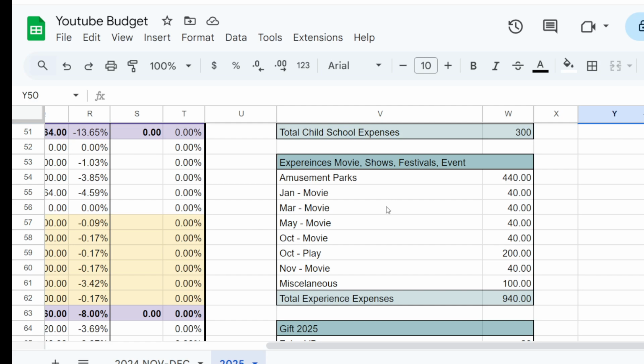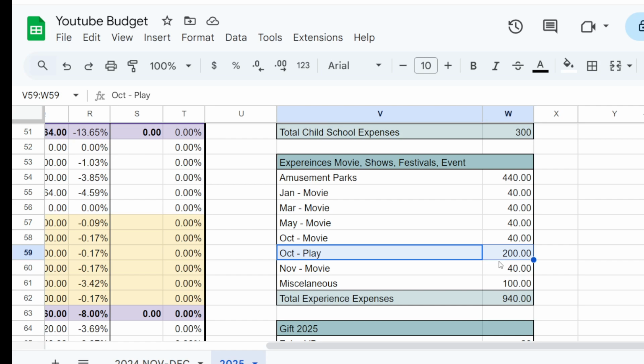with amusement parks. And I do go several times a year if I can make it. For movies, I usually spend about $40 at the movie theater, and I do like to go to movies. I enjoy watching movies at home and at the theater. So I just put some months out there like January, March, May, and October, for maybe going to the movies 4 times this next year, or actually 5 times. I put one in November as well.